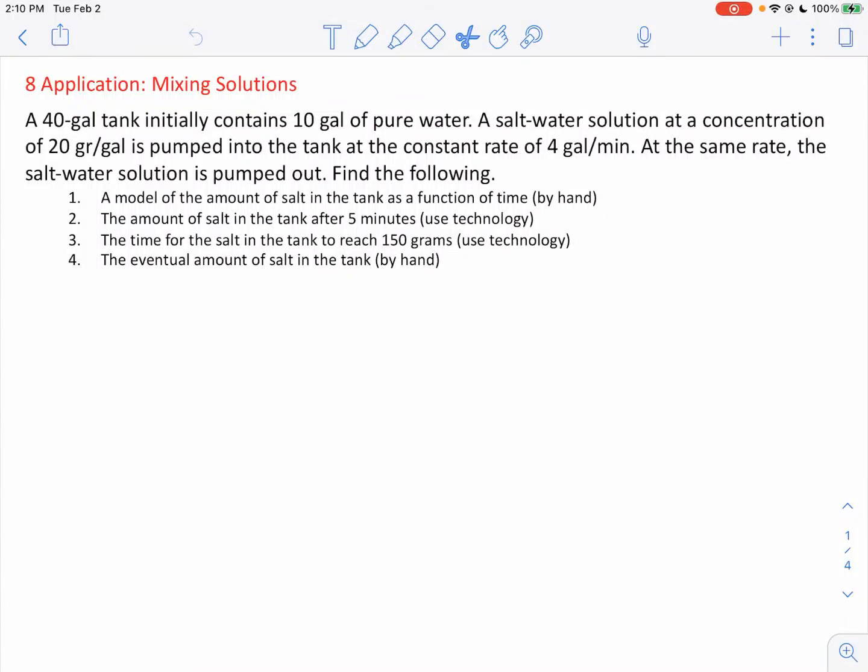Hello students. Topic 8 is another application. It's on mixing solutions. There are 4 tasks in this lecture.